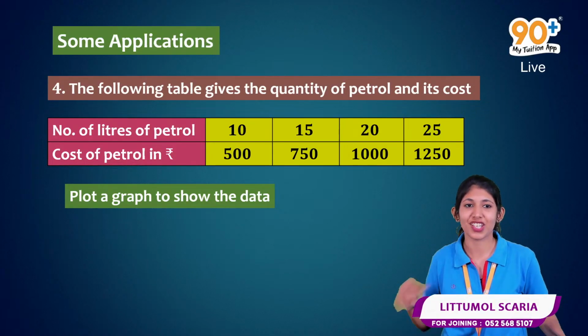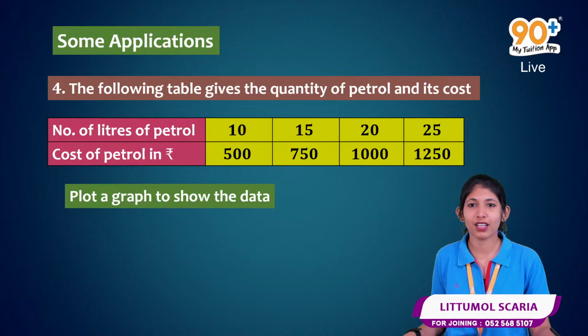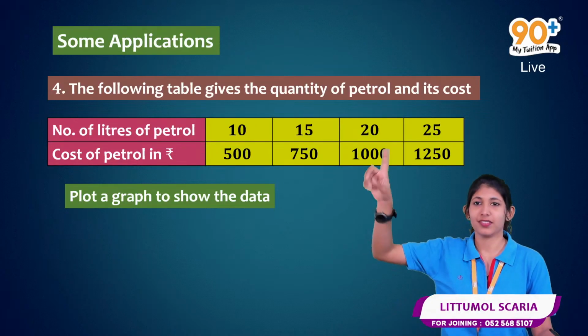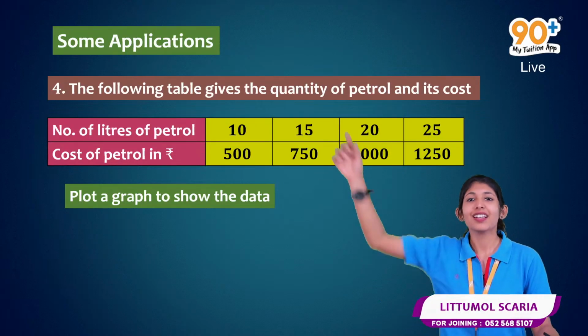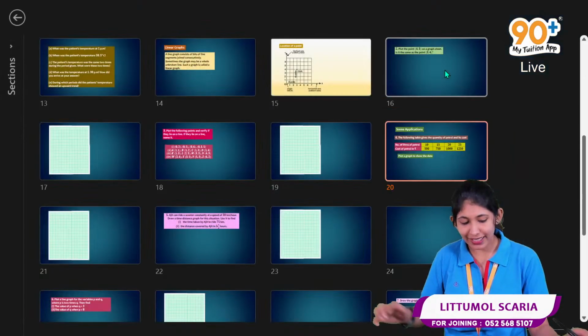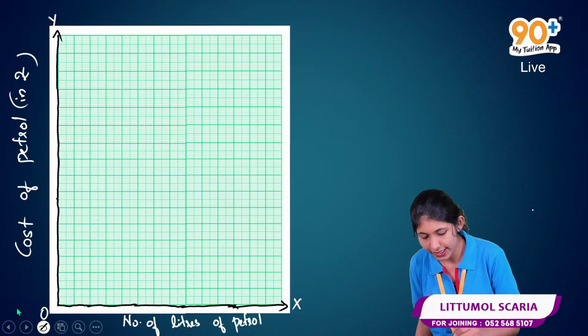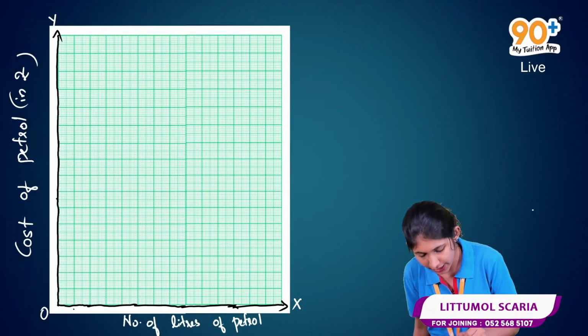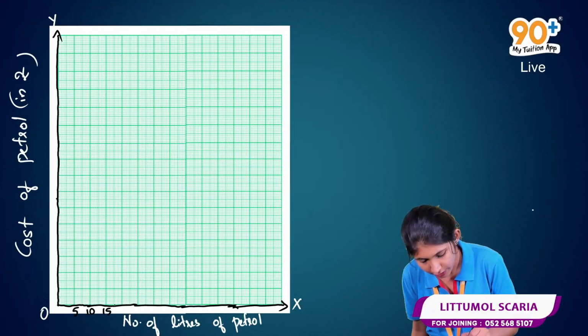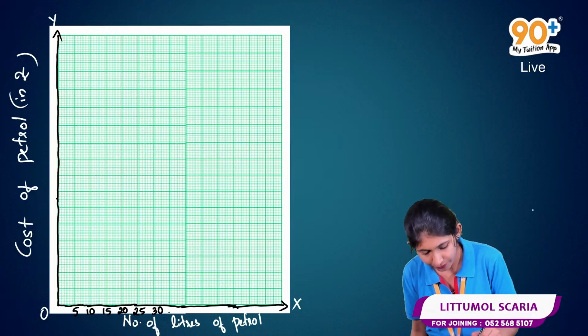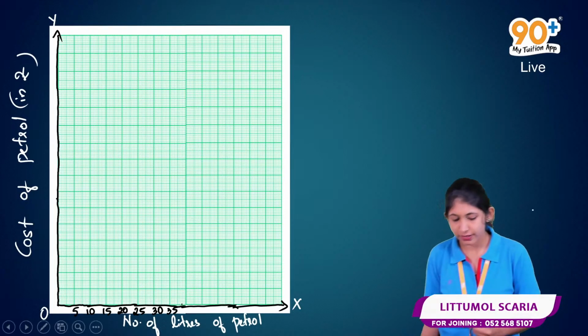Ma'am, for the number of liters of petrol, you can take 5, 10, 15, 20, 25, 30. Yes, so clearly you can see the difference is 5 units, right? So we can take 5, 10, 15, 20, 25, 30, 35 as the number of liters of petrol.